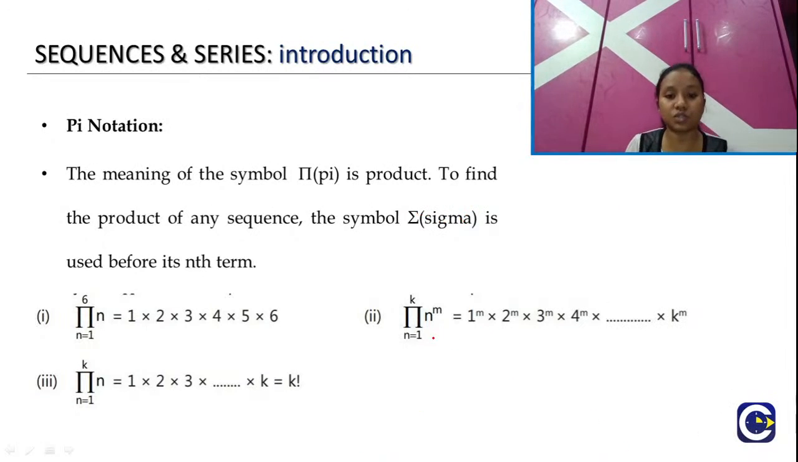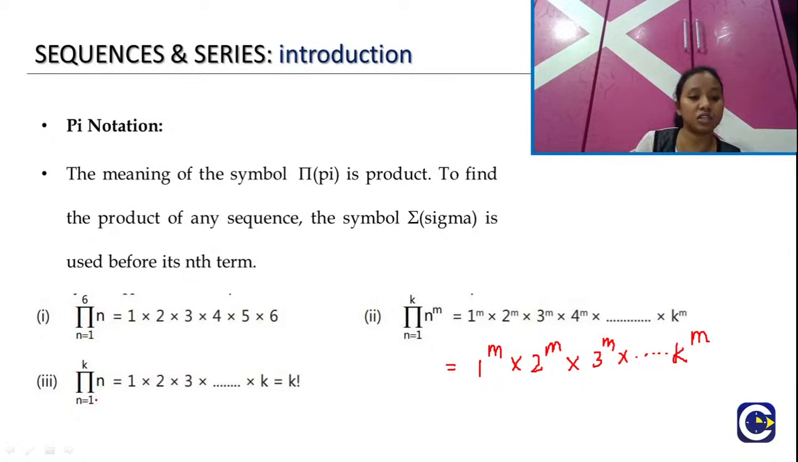So let's see the next one here. The next one is pi n power m, n equal to 1 to k. Here m is the constant, only the n values will be changing. So the expansion here will be 1 power m into 2 power m into 3 power m into and so on. Here the last n value will be k, that means k power m, right?